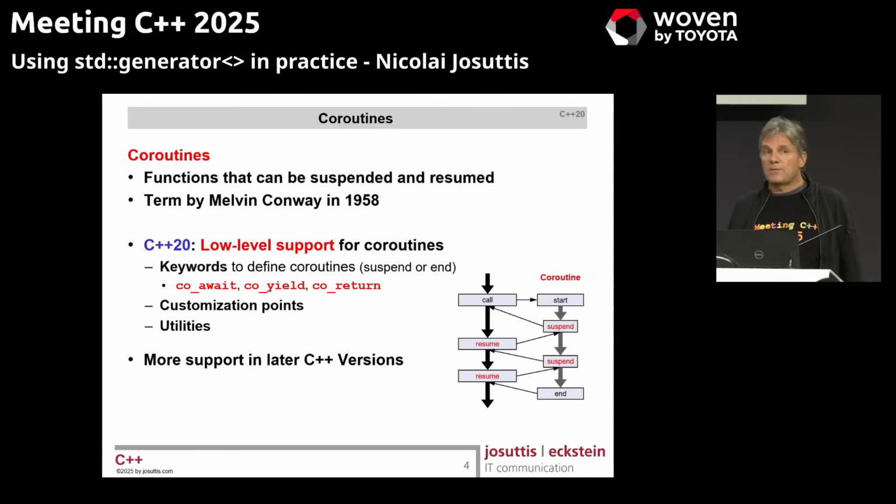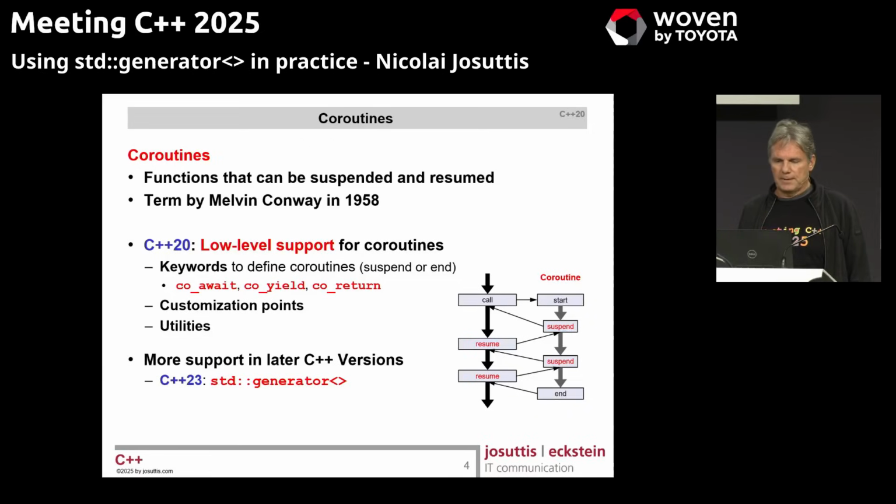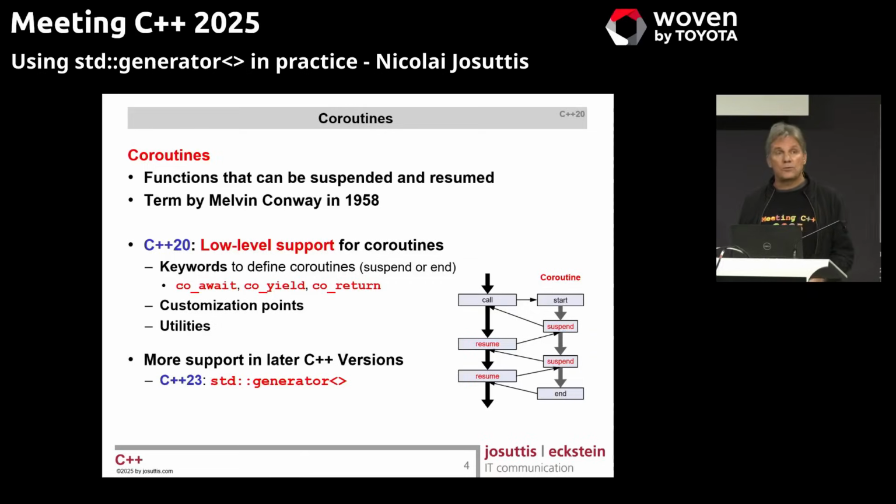And the first step of this plan was to come up with easy ways for simple use cases dealing with coroutines. And the one thing we are talking about is the way that C++23 provides, by providing a type called std::generator. And that's what we talk about now, and how to use it.